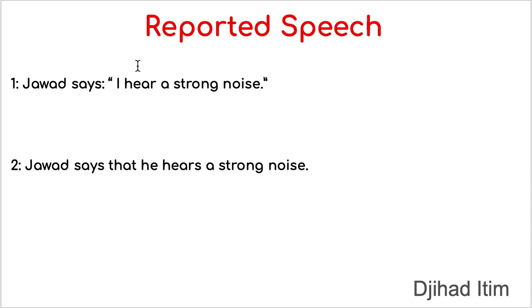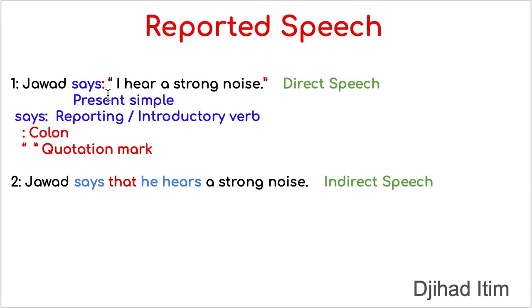In the first sentence, the verb is in which tense? It is in the present simple, okay? So says is called reporting or introductory verb. These two dots we call them colon, okay? And these, in English we say quotation marks, okay? So this sentence here is in the direct speech.